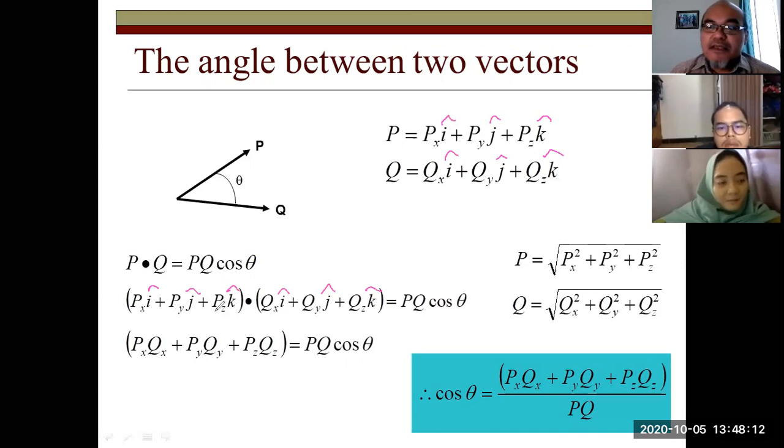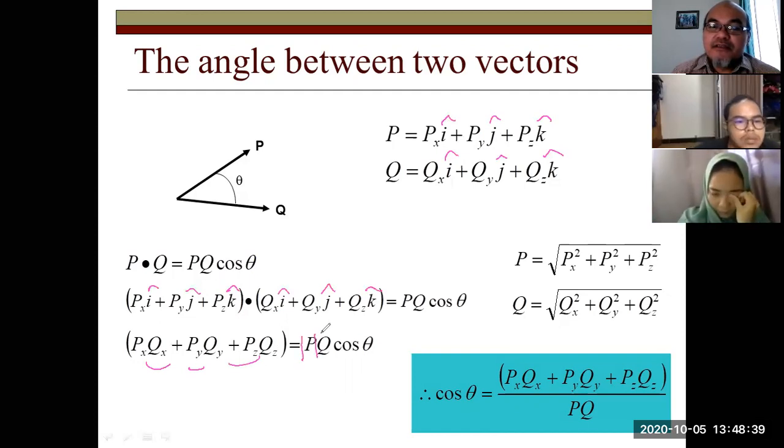So the result will only come from Px i dot Qx i, which gives PxQx, then Py j dot Qy j, the result is PyQy, and Pz k dot Qz k, the result is PzQz. Then you sum all of these three terms, and this equals the magnitude of P times the magnitude of Q multiplied by cosine theta, where theta is the angle between them.